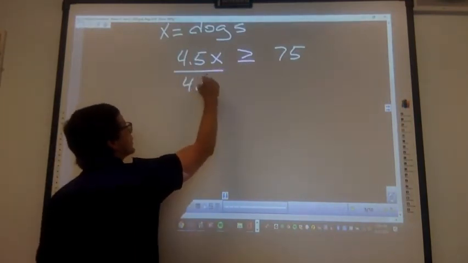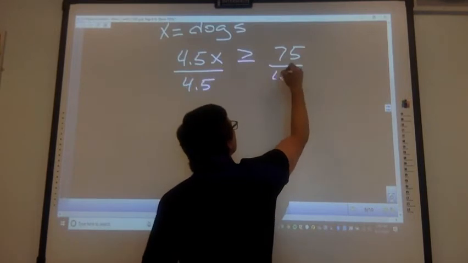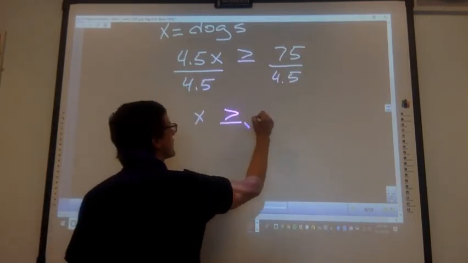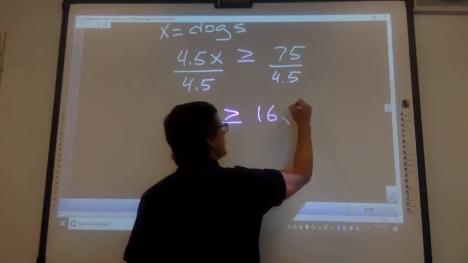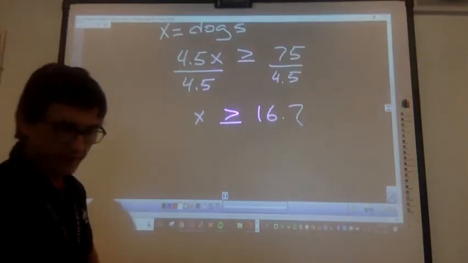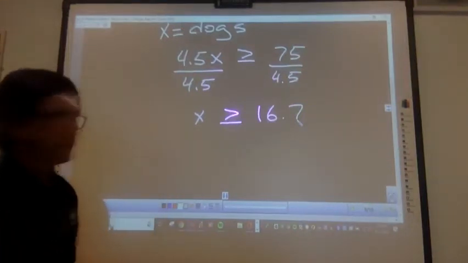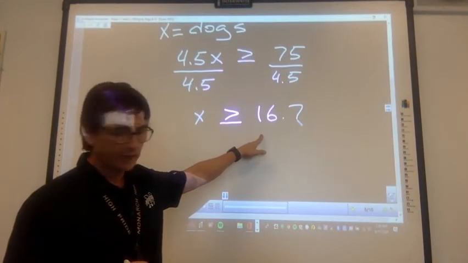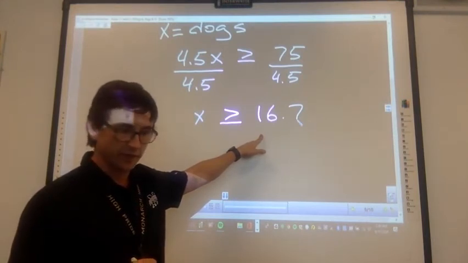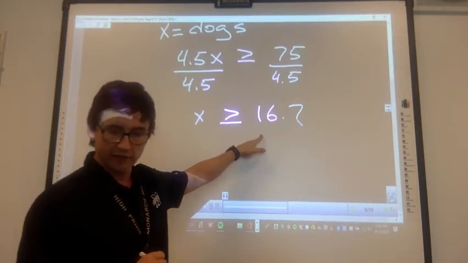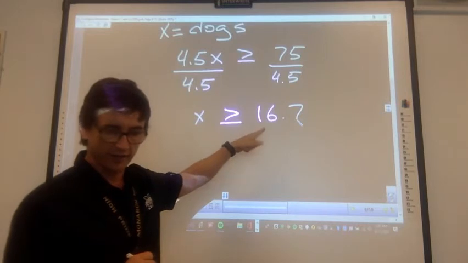So I am going to divide by 4.5 on both sides, and I get x is greater than or equal to 16.7. Okay, I did it last period. That's how I know that number. Now, can you walk 0.7 of a dog? Hell no. That's twisted, right? Like, which leg did you cut off? If you're walking 0.7 of a dog, that's not cool.